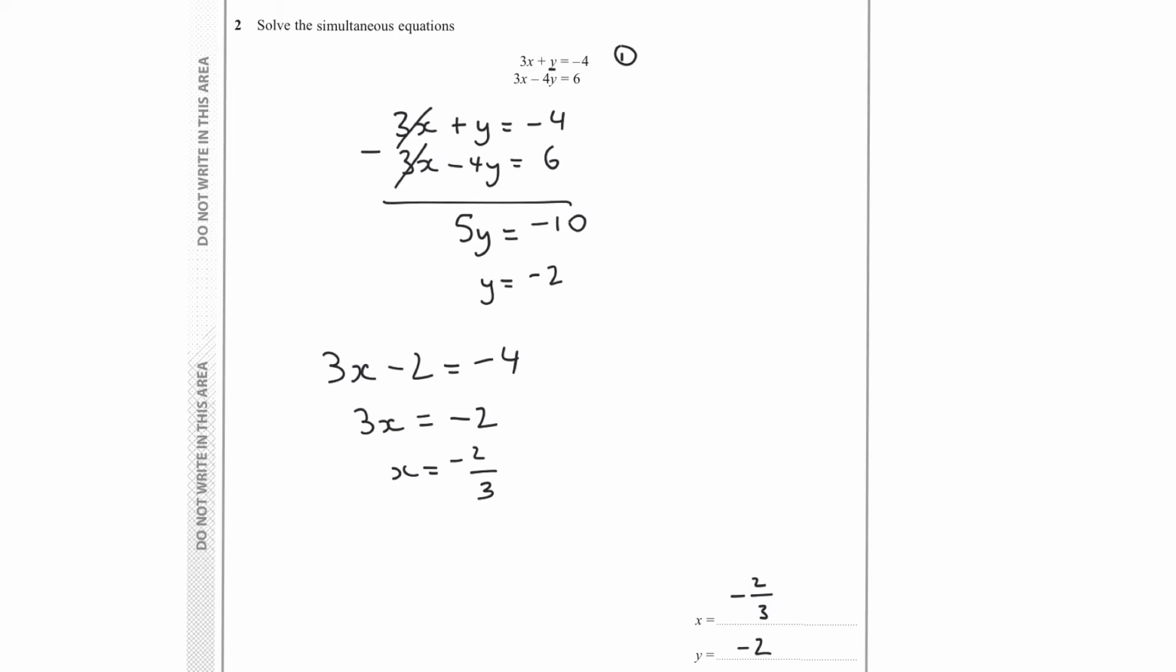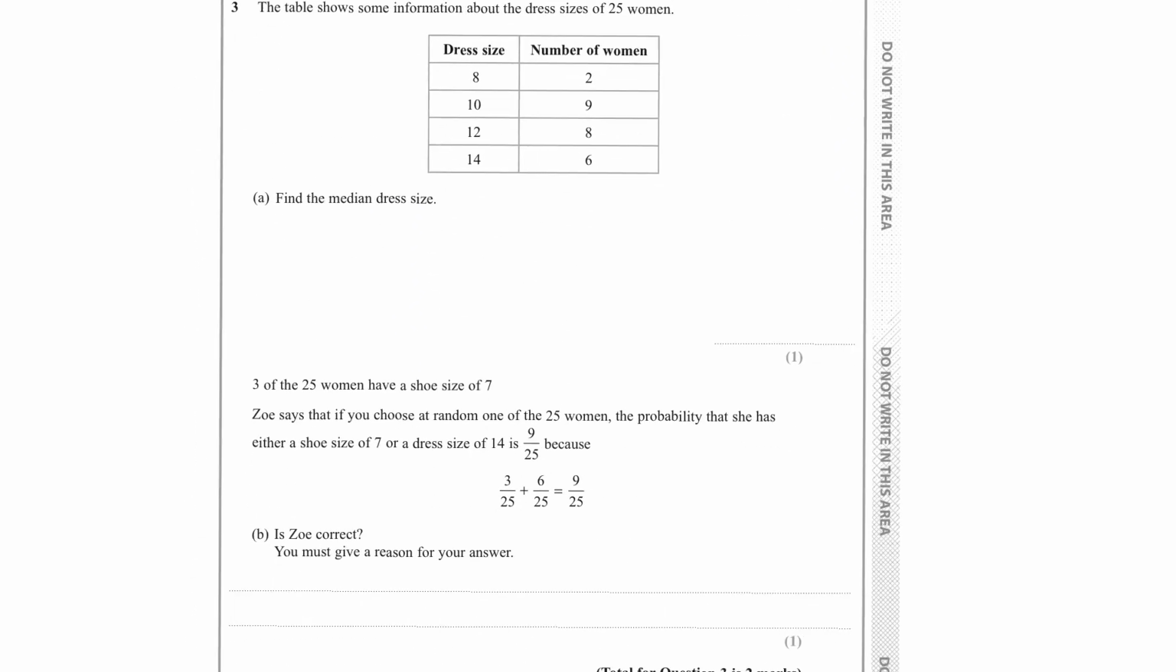Okay, so moving on to question 3, it wants us to work out the median dress size. So remember, median is middle value. So median, middle. Because of that, we've got 25 different women. To work out the middle of 25, aka to work out the median, you always do n, which is your total number, plus 1 divided by 2. So we're going to do 25 plus 1 divided by 2. So 26 divided by 2, which is 13. So we're looking for the 13th number.